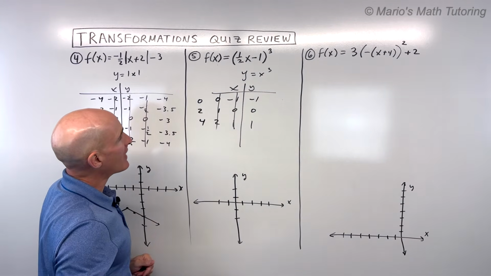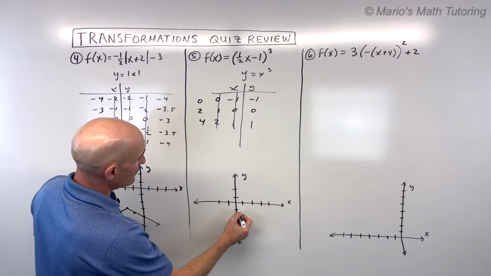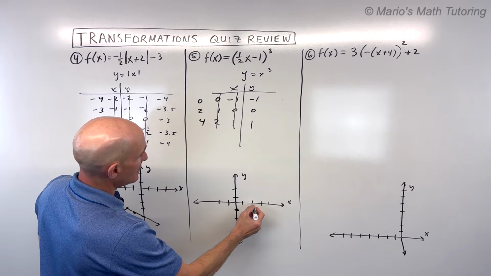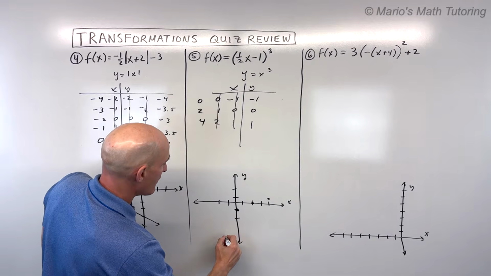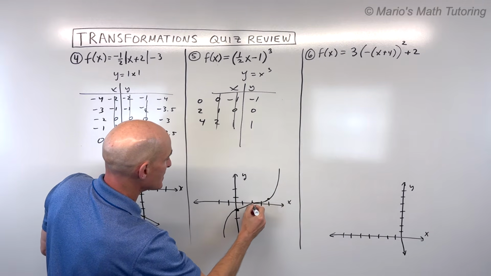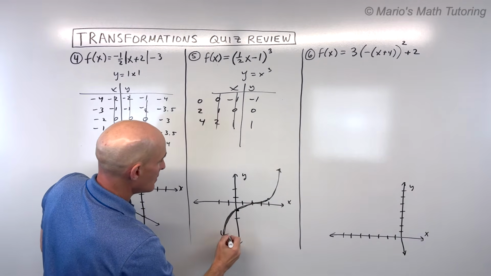And now we've got our points. So let's see if we can graph this. So (0, -1) would be right here. (2, 0) would be right here. (4, 1) would be right here. Okay, so our graph looks something like this. Okay, there's our y equals x cubed graph. Okay, and you got it.